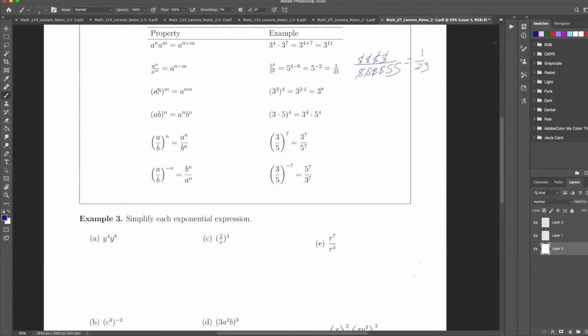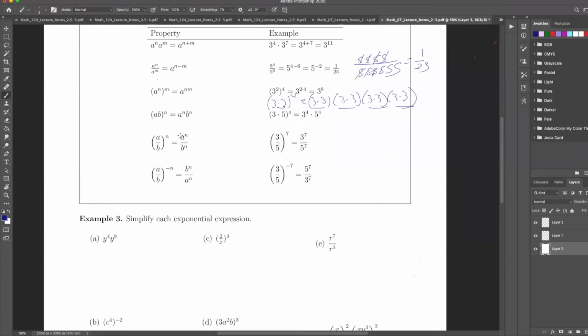Here, if I have a to the n, raised to the m power, I multiply. Here we'll go ahead and show what that is. So 3 squared is like 3 times 3. And then if I take that to the 4th power, that'll be 3 times 3 times 3 times 3 times 3 times 3 times 3 times 3. So that is 1, 2, 3, 4, 5, 6, 7, 8. I have 4 sets of 2, and so that's why we multiply.